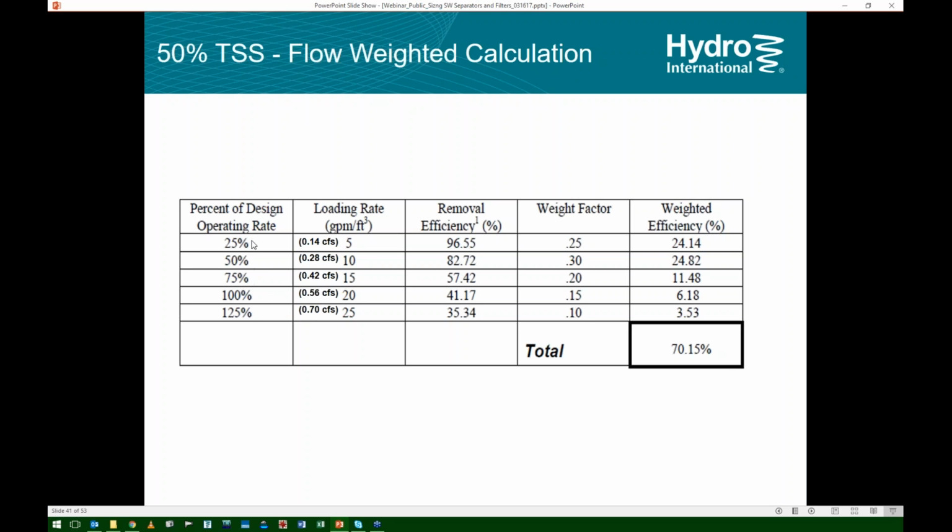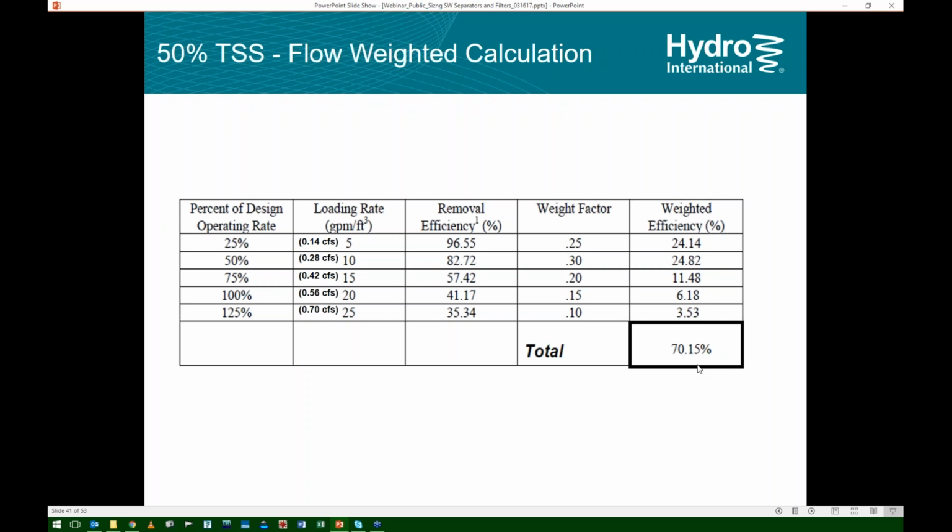And then you tested various fractions of that, 25%, 50, 75, and 125. You get your removal efficiency for those different flow rates. You multiply by a local New Jersey weighting factor to get a weighted removal efficiency for each flow rate, and then you add it up, and you've got to get over 50% to win.